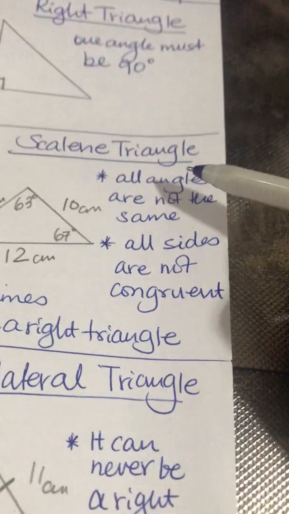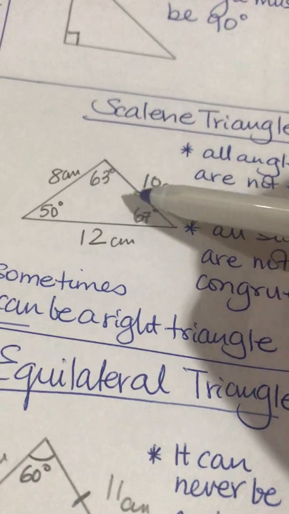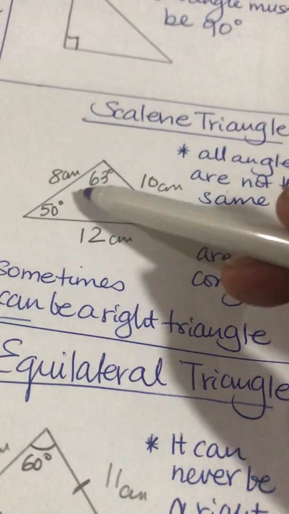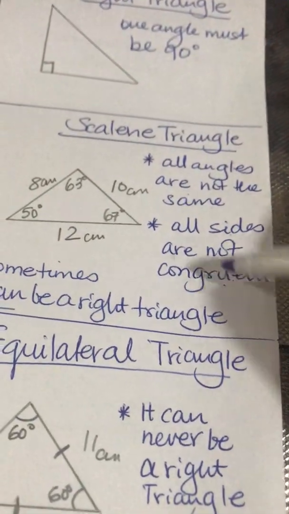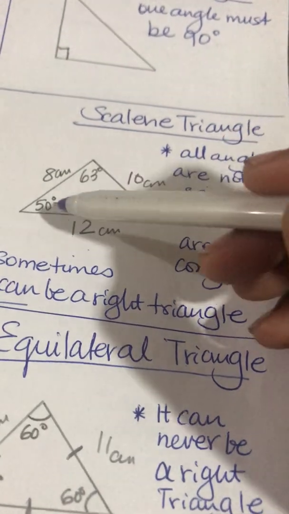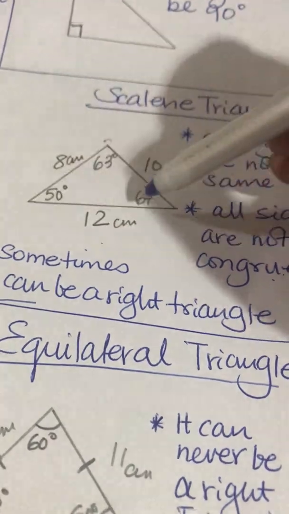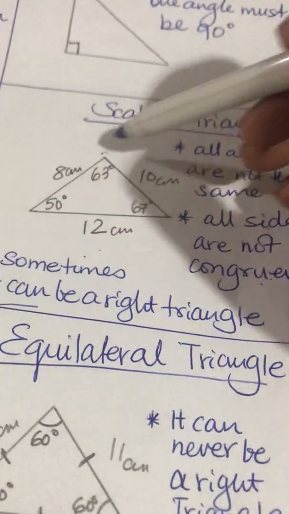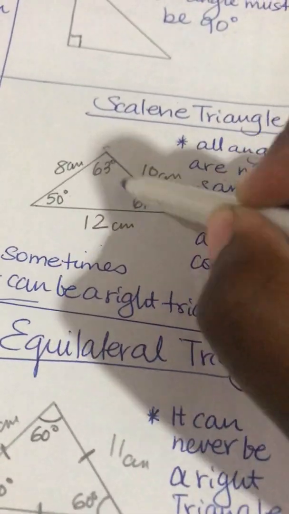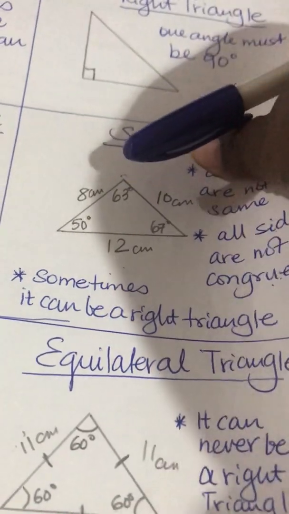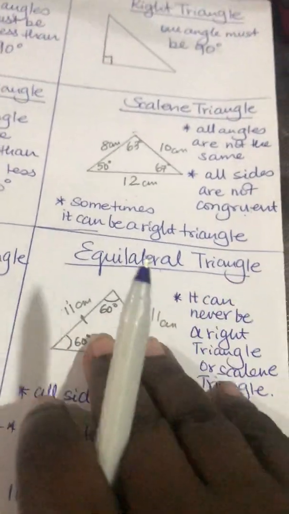A scalene triangle, all angles are not the same. You see? The angles are all different. All the sides are not congruent. The numbers on the outside, this length is not the same as this length. So in the scalene, nothing is congruent. Nothing. All the numbers are different, whether it was on the sides or in the angles. You need to know how to pronounce the words correctly. You also need to remember.